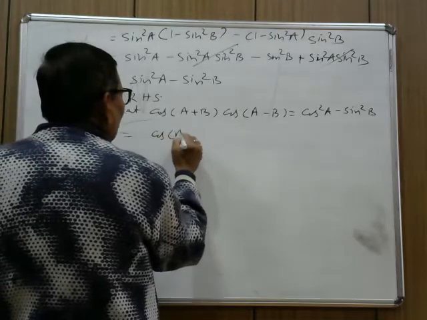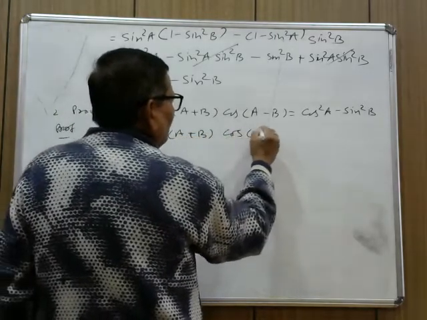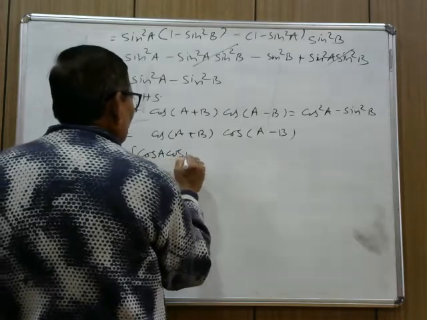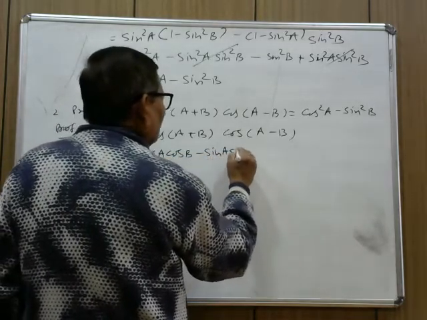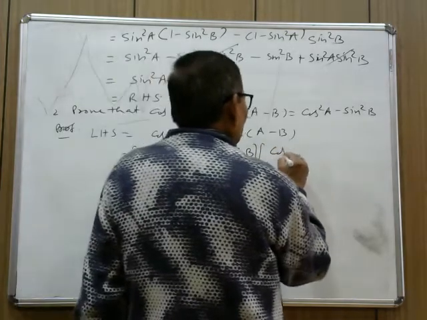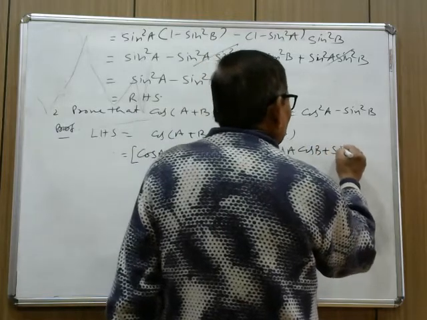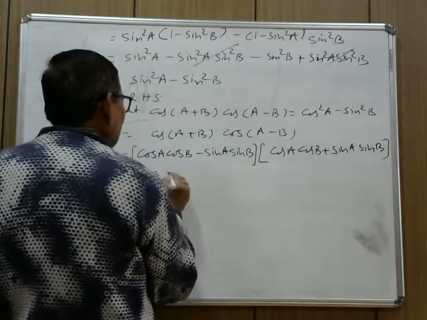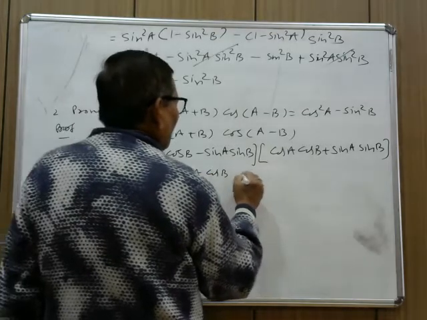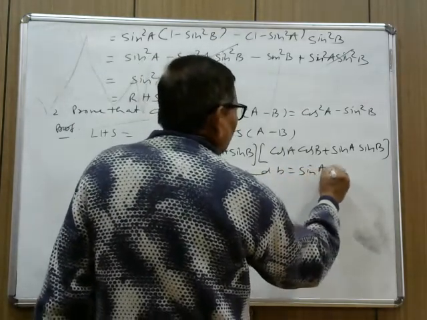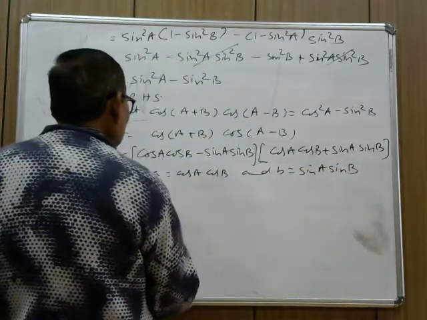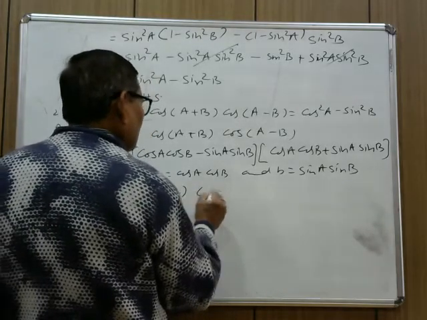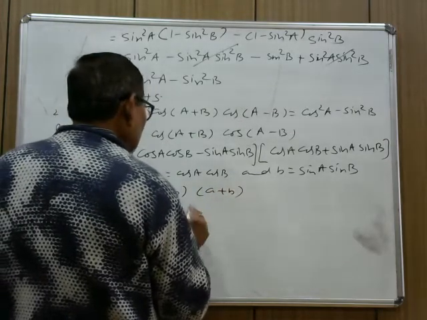LHS equals cos of A plus B into cos of A minus B. That is equal to cos A cos B minus sin A sin B into cos A cos B plus sin A sin B. If you take, let a equal to cos A cos B and b equal to sin A sin B, this result can be written as a plus b into a minus b, which is equal to a square minus b square.